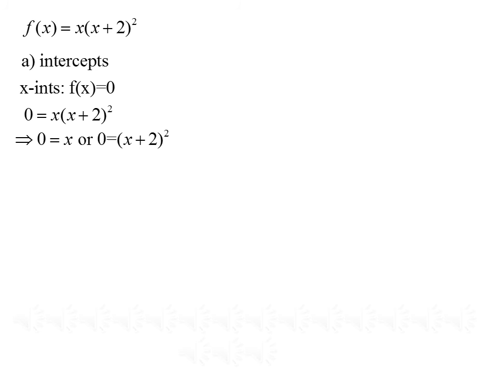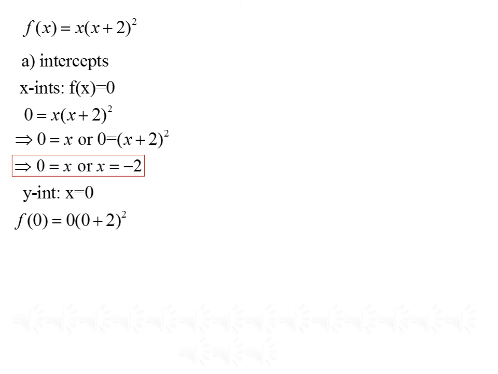So let's look at the function f of x equals x times x plus 2 squared. We'll start by finding the intercepts. Remember, to find the x-intercepts, you set y, or f of x, equal to 0 and solve. So we have 0 equals x times x plus 2 squared. Using the zero product property, we can split the two factors up, so either 0 equals x or 0 equals x plus 2 squared. And if we solve both of those, we get 0 equals x or x equals negative 2. So our x-intercepts occur at 0 and negative 2. And to find the y-intercept, we plug 0 in for x. So we get f of 0 equals 0 times 0 plus 2 squared, which if we simplify just gives us 0. So our y-intercept is going to be 0, 0.